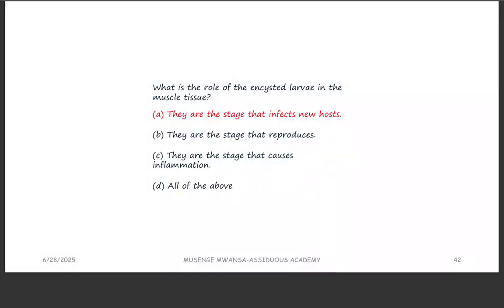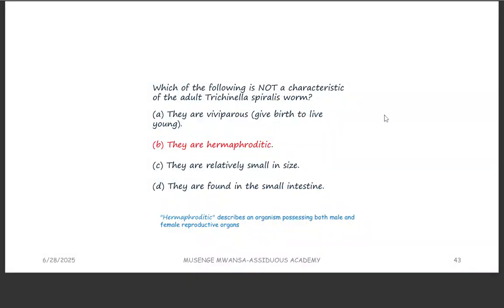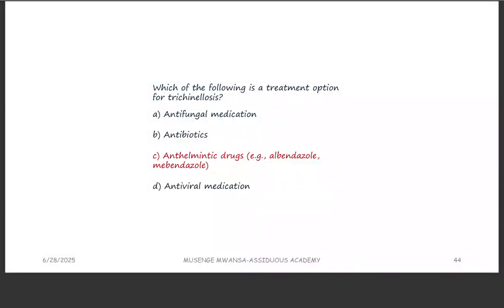What is the role of the encysted larva in the muscle tissue? The encysted larva in the muscle tissue is the stage that infects a new host. It's the infective stage. Which of the following is not a characteristic of the adult Trichinella spiralis? They are viviparous, they are hermaphroditic, they are relatively small in size, they are found in the small intestine. Now, they are not hermaphroditic, because the male and the female are separate. This word means that the same worm has both female and male sex organs, and that's not true.